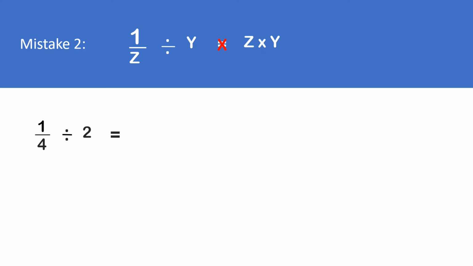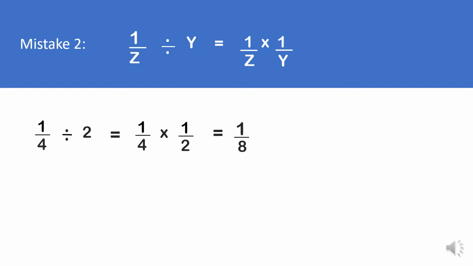The division will be converted into multiplication, and any number after the division will be changed in a way that the denominator becomes your numerator and the numerator becomes your denominator. This means the answer to your question equals 1/4 times 1/2, and that's because the denominator of any whole number equals 1. So the answer will be 1/8.